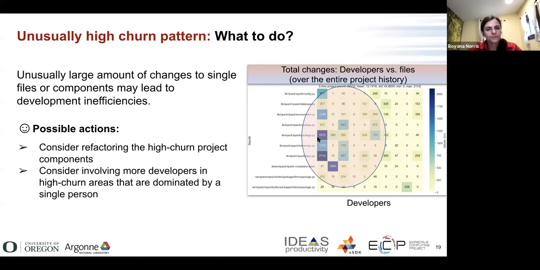So what do we do? We can consider refactoring the high churn project components into more independent pieces if possible, and then see if that fixes the problem. We can consider involving more developers in high churn areas that are dominated by a single person, and that would be this one in this particular visualization. Now, keep in mind that all this really depends on the projects and what time period you choose. This happens to be over the entire project, which may not be very meaningful, and you may want to focus on a particular month or year.